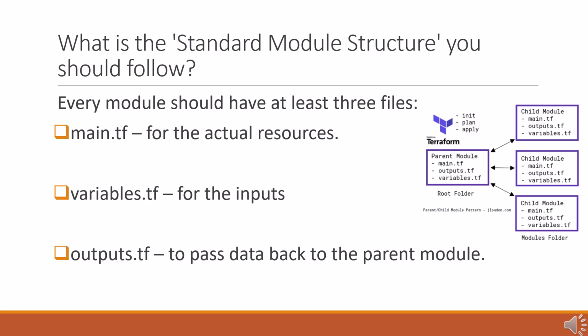That means every module should have at least 3 files. First, main.tf for the actual resources. Second, variable.tf for the inputs the user provides. Third, output.tf to pass data back to the parent module.